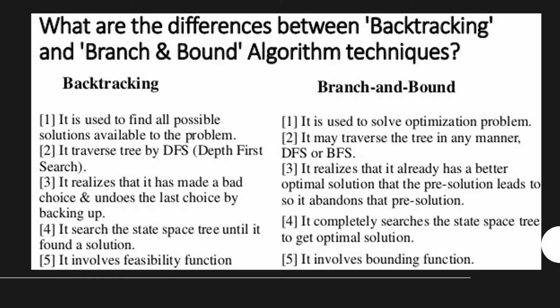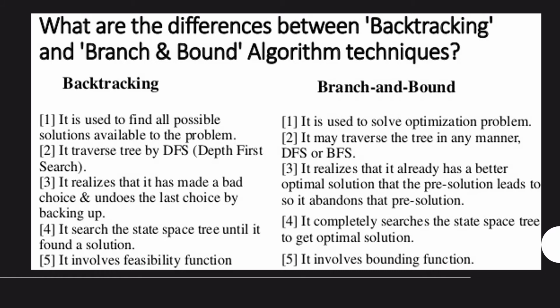Backtracking is used to find all possible solutions available to the problem. In case of branch and bound, it is used to solve the optimization problem. We know how to solve problems with the help of backtracking. That means we construct a state space tree and find all the possible solutions. But branch and bound is used especially to solve optimization problems. And we know what is meant by an optimization problem. We have already discussed it in the greedy method, right? We need to find the optimal solution, and it is one of the feasible solutions, right?